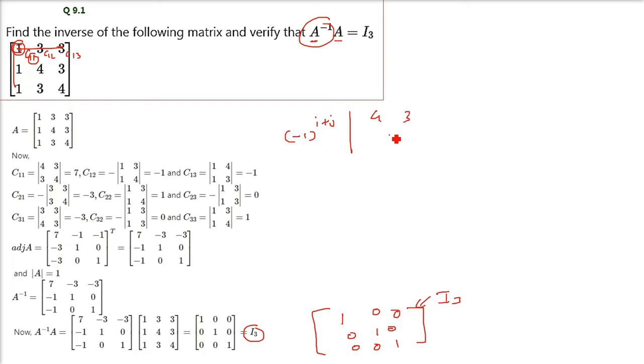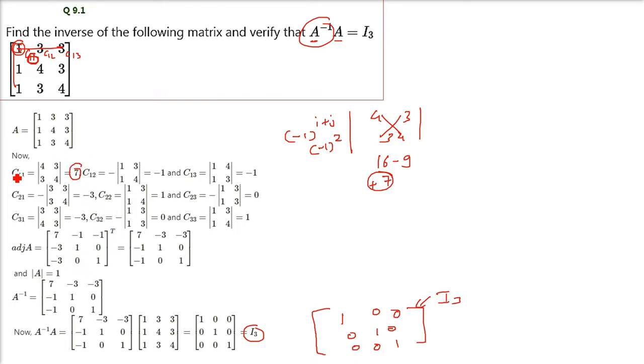For example, let us take the first one. It will be 4, 3, 3, 4, with minus 1 to the power 1 plus 1. So 16 minus 9 is 7 here. And minus 1 to the power i plus j, 1 plus 1 is nothing but 2, minus 1 to the power 2 is going to be plus 7. So this is how we have achieved 7.